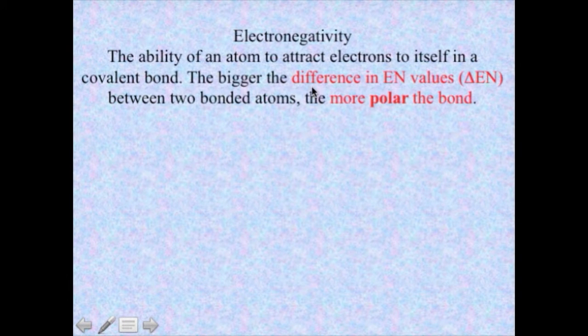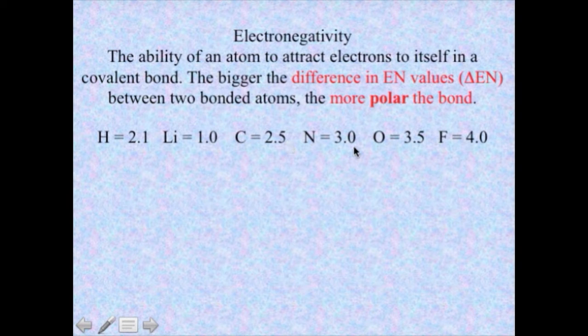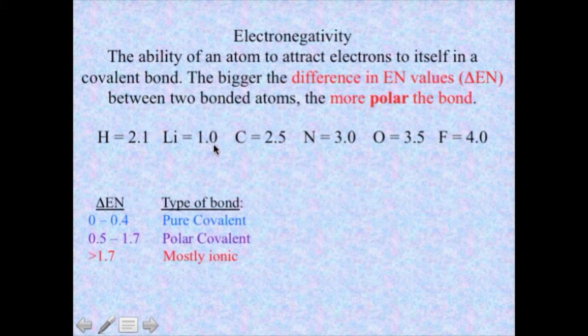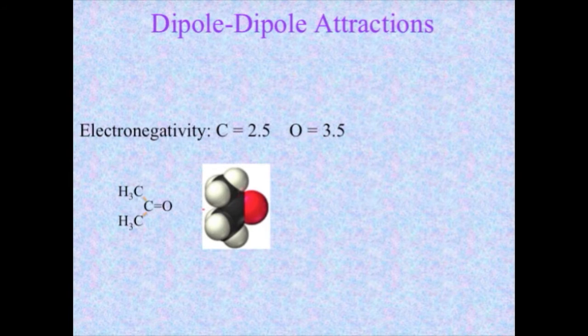It's important for you to recall that electronegativity, or more precisely, the difference in electronegativity values between bonding atoms, affects what is called the polarity of the bond. Atoms have different electronegativity values, and the difference between bonding atoms accounts for the type of bond you're going to have: pure covalent, polar covalent, or mostly ionic. Now, electronegativity plays a role.